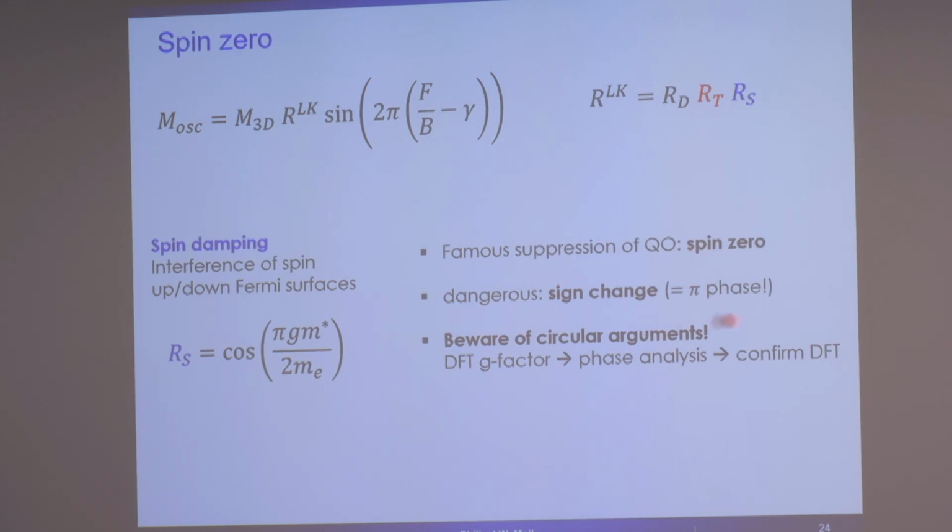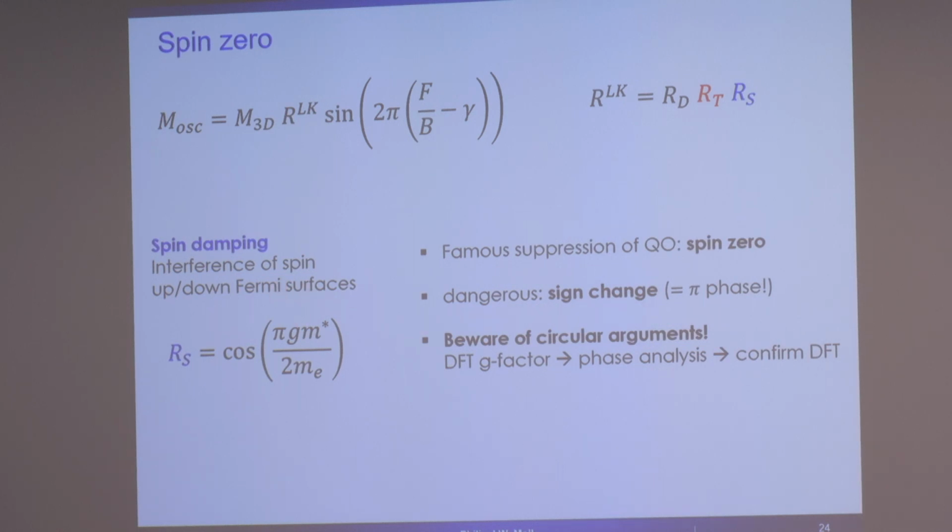But it's really dangerous because of its sign change. And the most critical part about this, I'd say, is that there is a huge chance for circular arguments. Because usually people use DFT to get to the G factor that they then use for their phase analysis that is then used to confirm DFT. So if your DFT is so good that it's correct, you don't need to test it. If it's test-worthy, you have a problem. And if you don't have DFT, you don't know where to start.